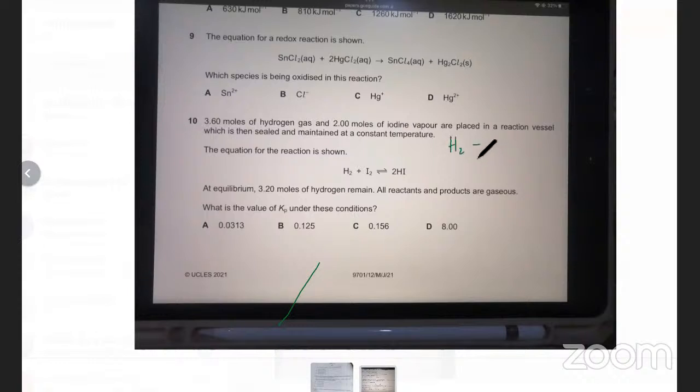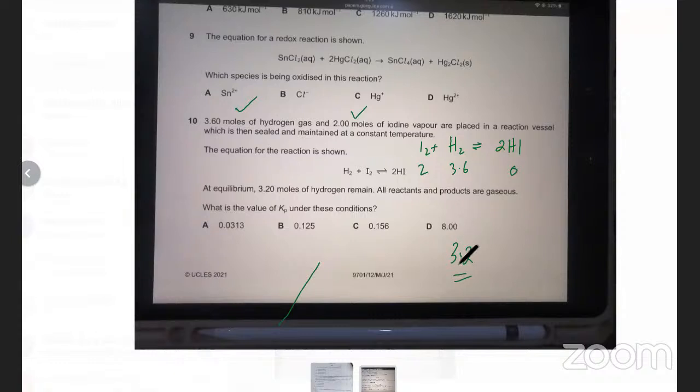So H2 and I2 and 2HI. What are the initial moles? That's 2 moles and 3.6 moles. 3.6 of this and 2 of this, right? And I guess there is no HI initially, right? So that's your initial moles. What happened after at equilibrium? 3.2 moles of H2 remain. So at equilibrium, you have 3.2 moles of H2.